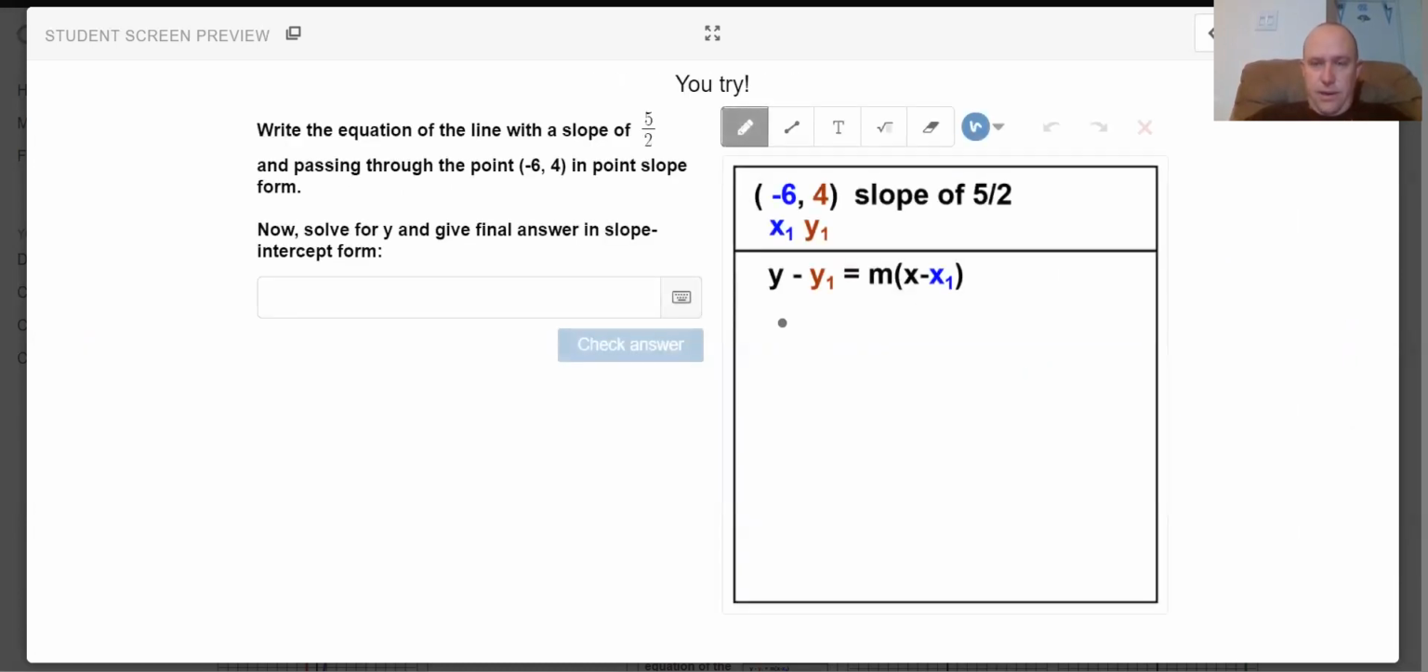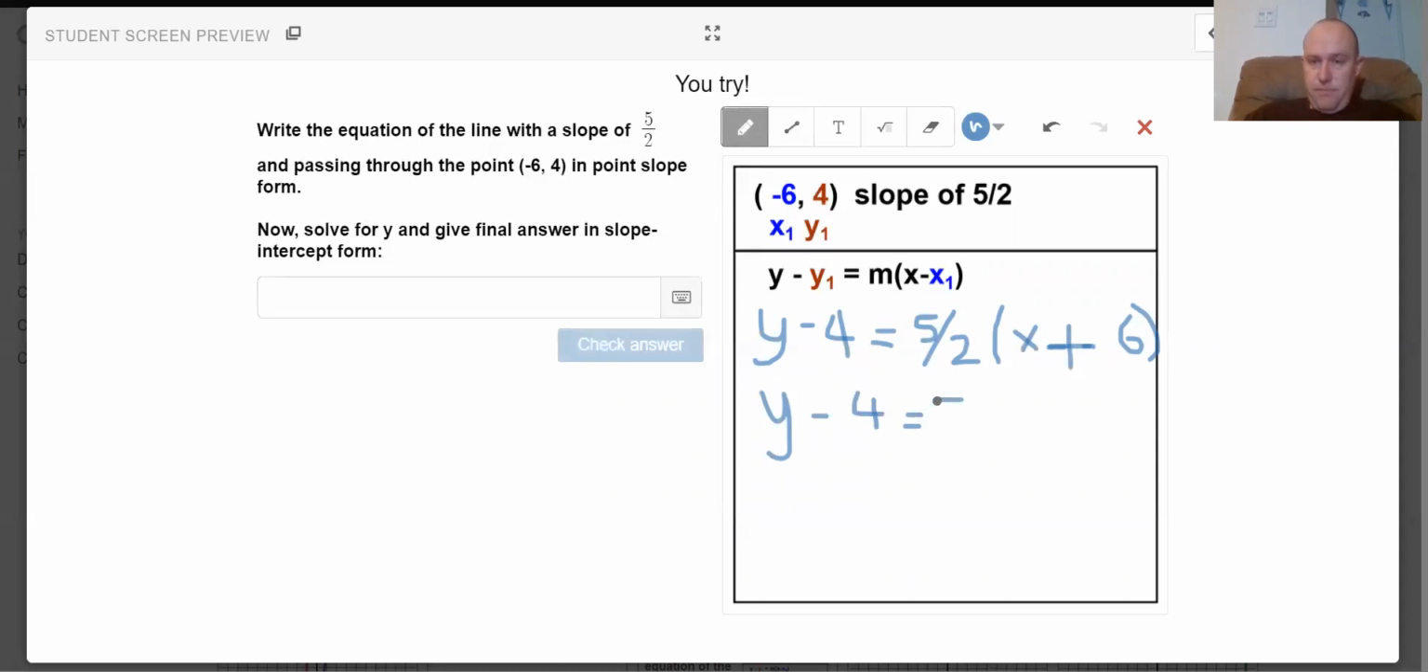Okay, as we move on to slide 3, same sort of idea here. We're going to do our substitution. So y1 is 4. Our slope, not particularly a nice number, this one, 5 over 2, x minus negative 6. And I can see I've got that double negative again, so I'm going to go ahead and change that straight away into a positive. Parentheses, always doing that first because of PEMDAS or GEMDAS.